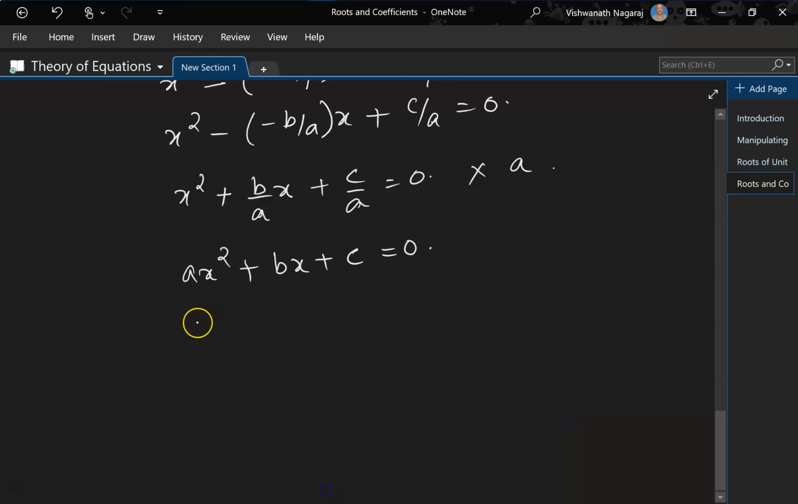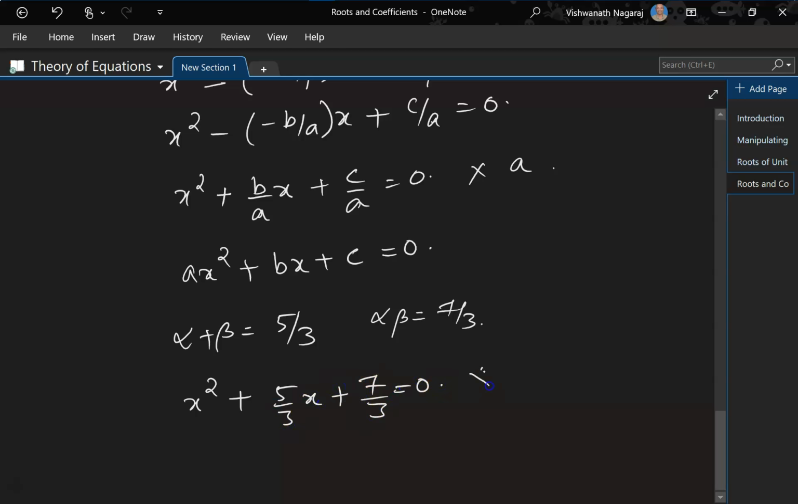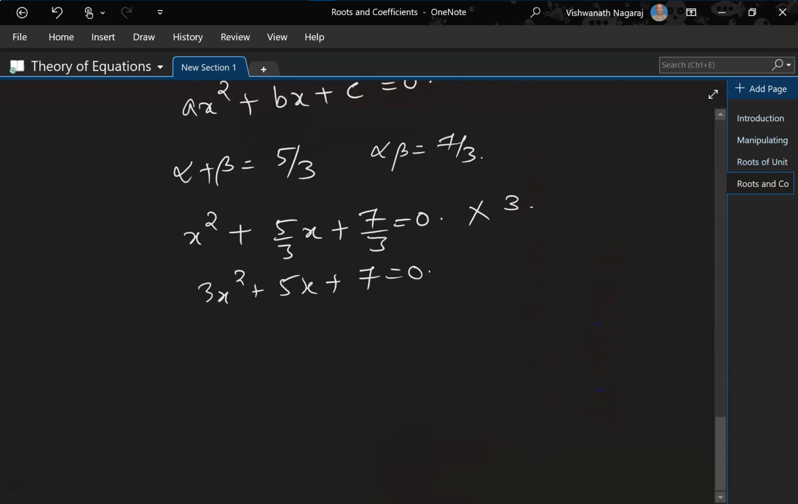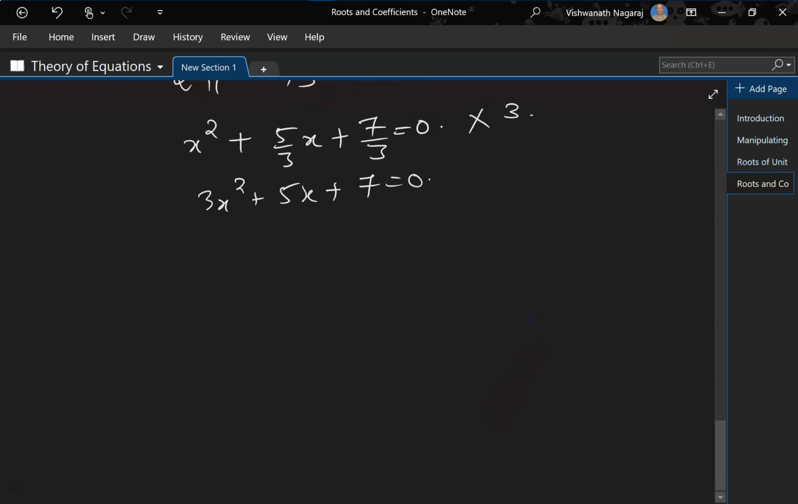So using our example, where the sum of the roots alpha plus beta is equal to minus 5 by 3 and alpha beta is equal to 7 by 3. So x square plus 5 by 3 x plus 7 by 3 equal to 0. Multiply throughout by 3, we get 3x square plus 5x plus 7 equal to 0. So that is the quadratic equation.